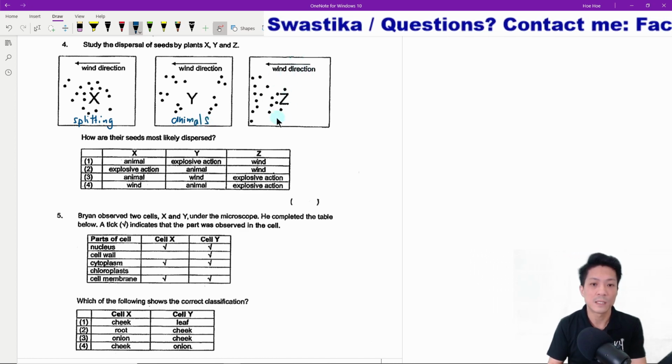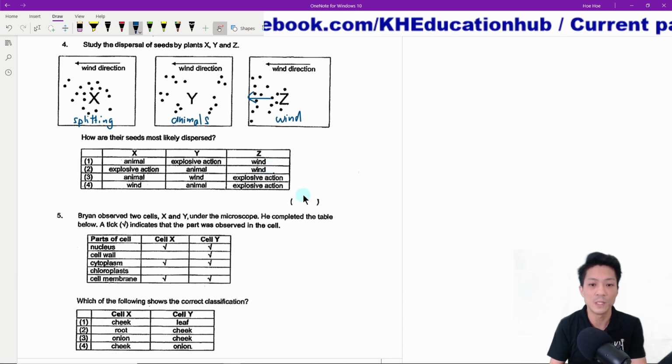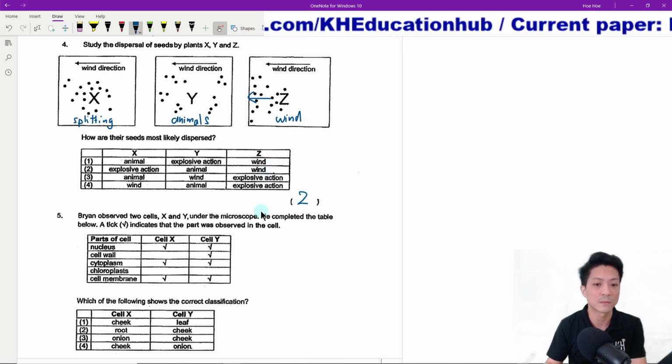Okay, and then for Z, they are in the direction of the wind, right? So it should be dispersed by wind. How are their seeds most likely dispersed? So for X, it should be explosive action. For Y, it will be animal, and for Z, it will be wind. Okay, option 2.